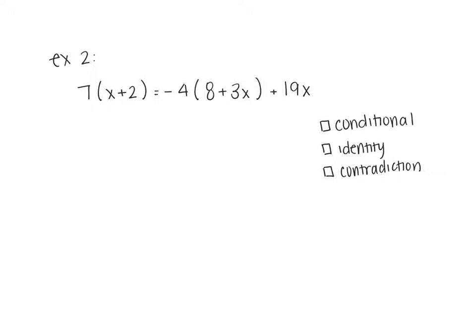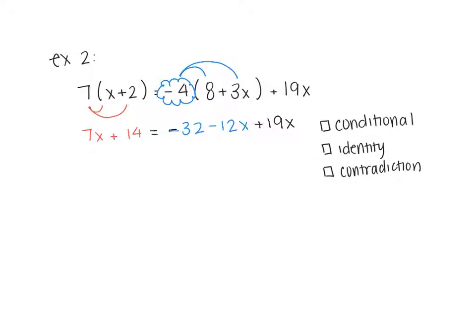So you're going to solve it and then see what happens. So first thing I do, I have parentheses, so I need to distribute. So I have 7 times x, 7x, 7 times 2, 14. Carry everything down. Now I'm going to distribute this negative 4. So I have negative 4 times 8. It's going to give me negative 32. And negative 4 times 3x is going to give me negative 12x. And then carry down the 19.